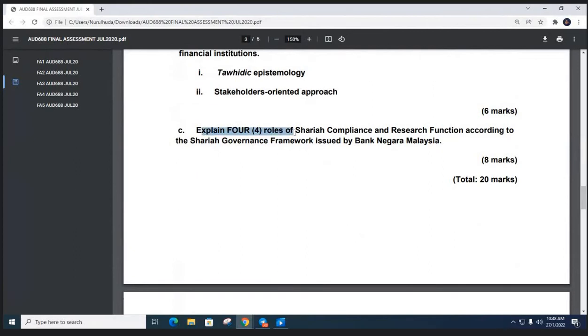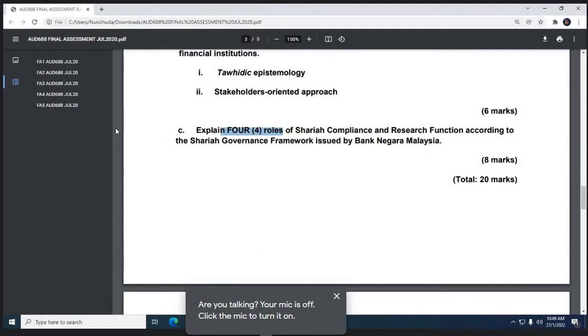Explain 4 roles of Sharia compliance and research function. What are the functions? Yang 4 ni apa? Apa 4 functions tersebut? This one is referring to Sharia Governance Framework 2010. Yeah? Ada yang nak jawab? Four roles.